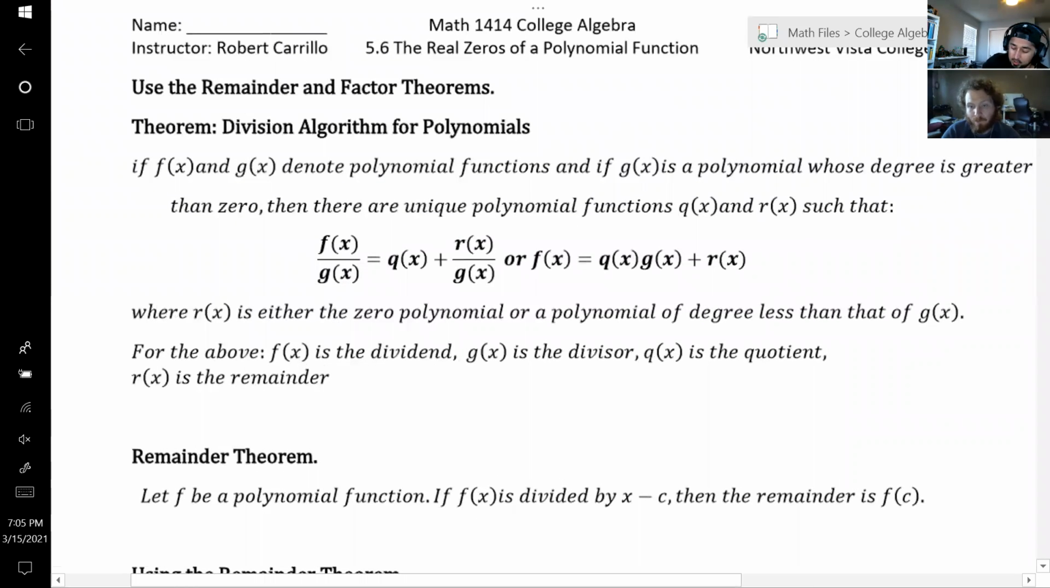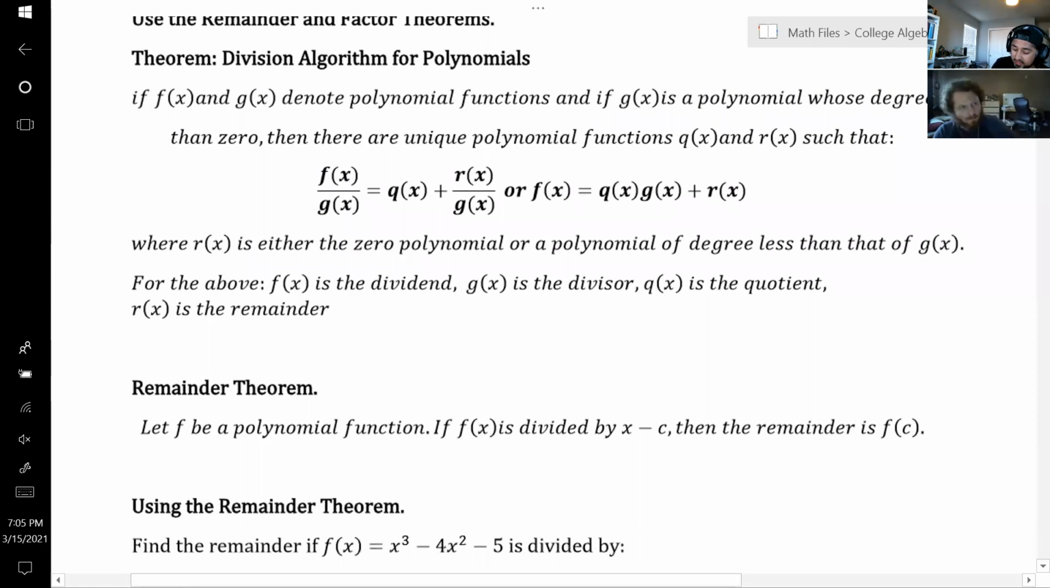All right. Where r of x is either the 0 polynomial or a polynomial of degree less than the denominator, g of x. And again, above, f of x was the dividend, g of x was the divisor, q of x was the quotient, and r of x was the remainder. So nothing new. That is just the division algorithm we've been working with since we started long division and synthetic division.